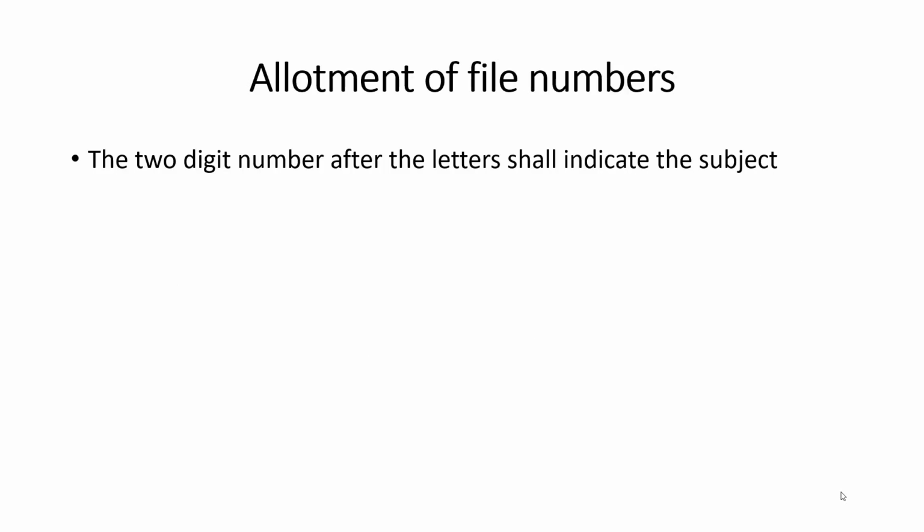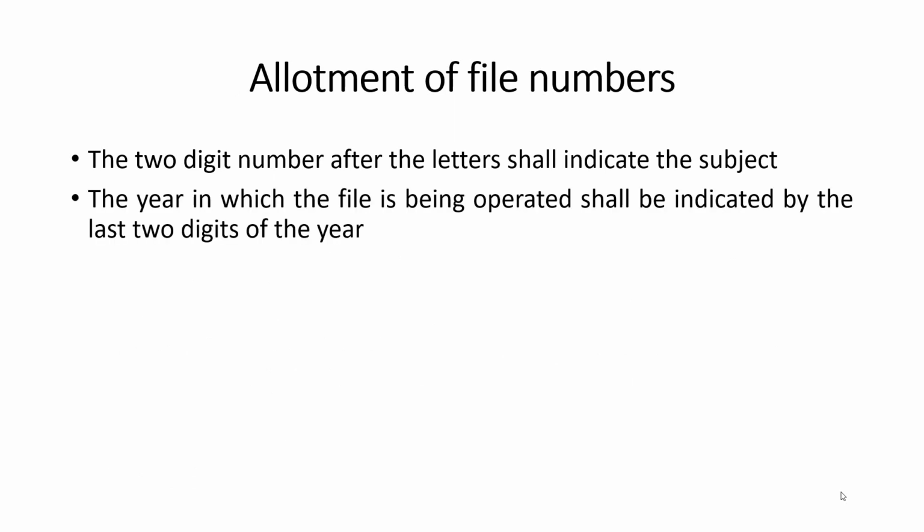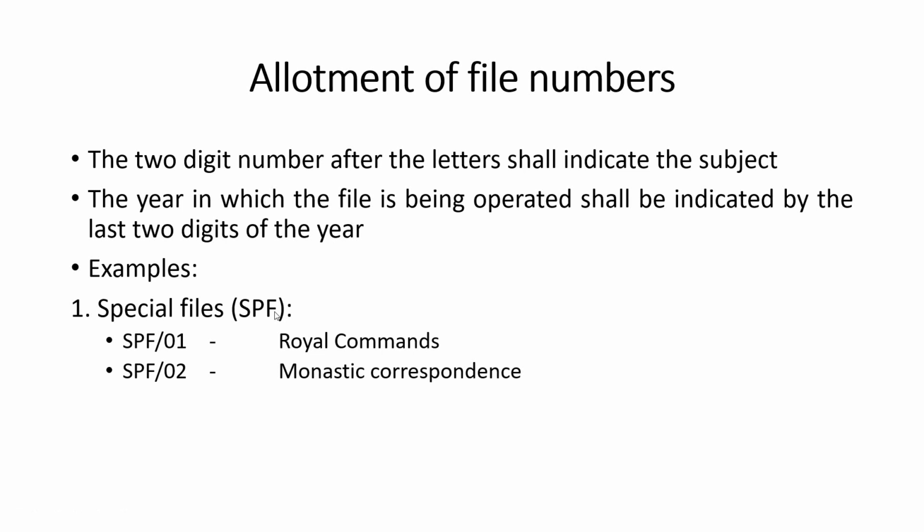Allotment of file numbers. The two-digit number after the letters shall indicate the subject. The year in which the file is being operated shall be indicated by the last two digits of the year. For example, if it is special files, then it is abbreviated as SPF. The two numbers 01 after the letters SPF indicate the subject Royal Commands, which is also the series number. Similarly, the number 02 after the SPF indicates the subject Monastic Correspondence.